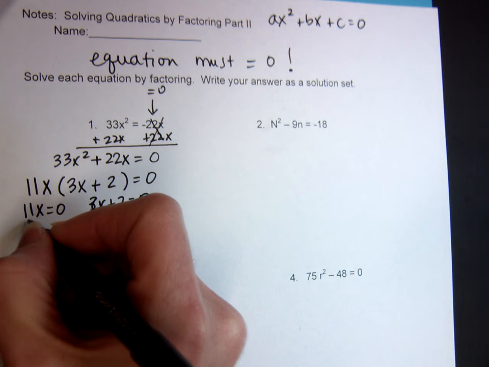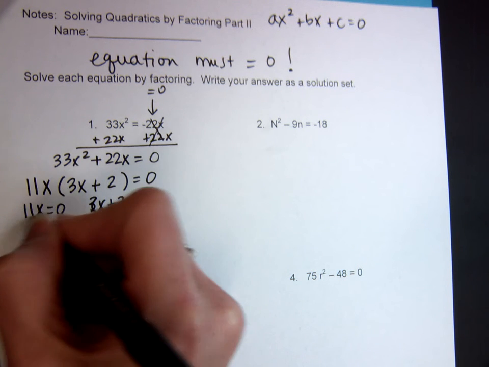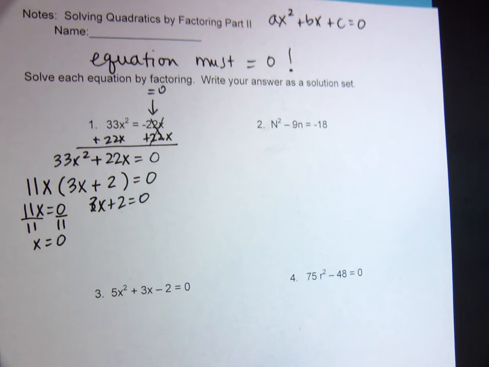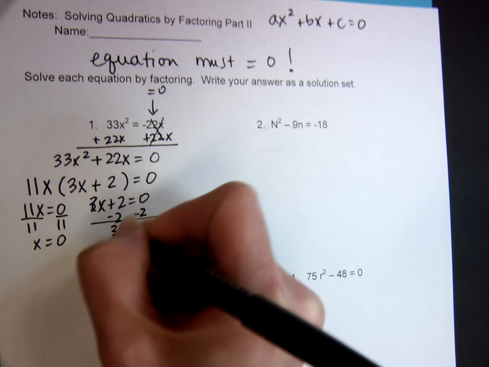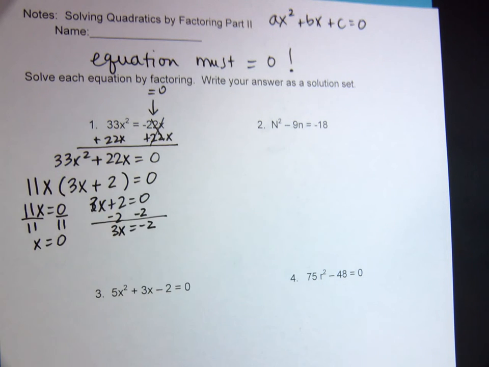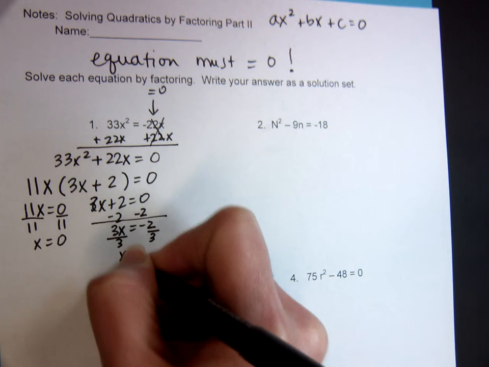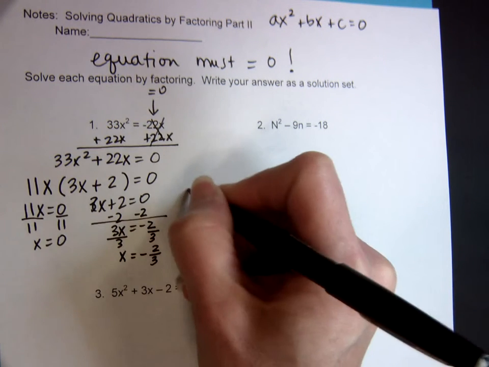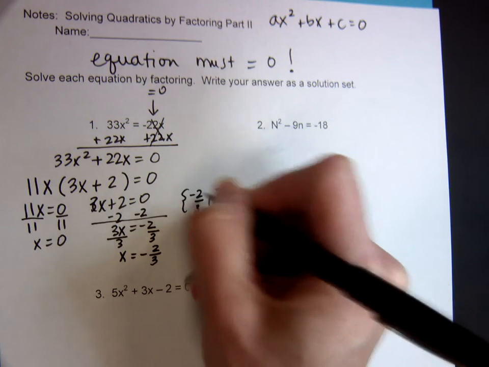What do we do on this one? We're actually looking at the 11x one. Divide by 11, and x would equal 0. Now we can subtract 2 on this one. And 3x is equal to negative 2. Then what? Divide by 3. And x equals negative 2/3. So then our two answers would be negative 2/3 and 0.